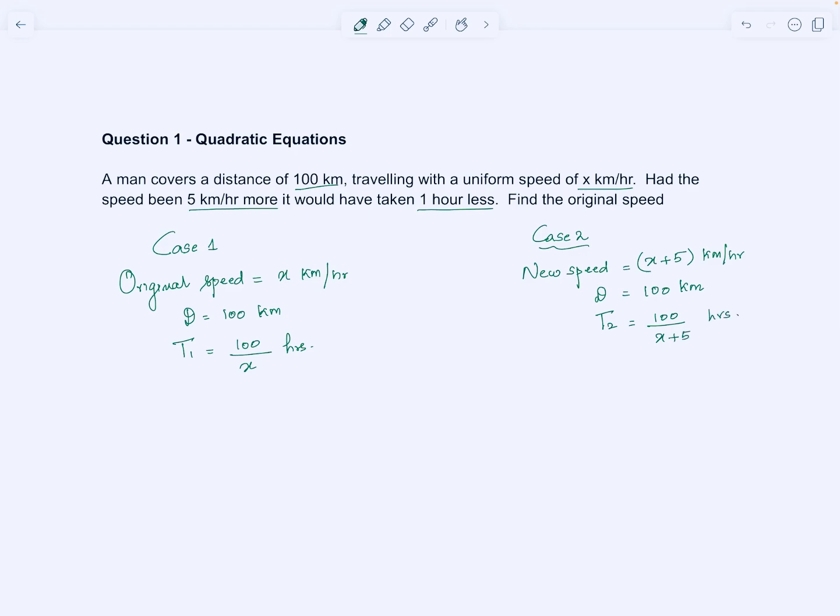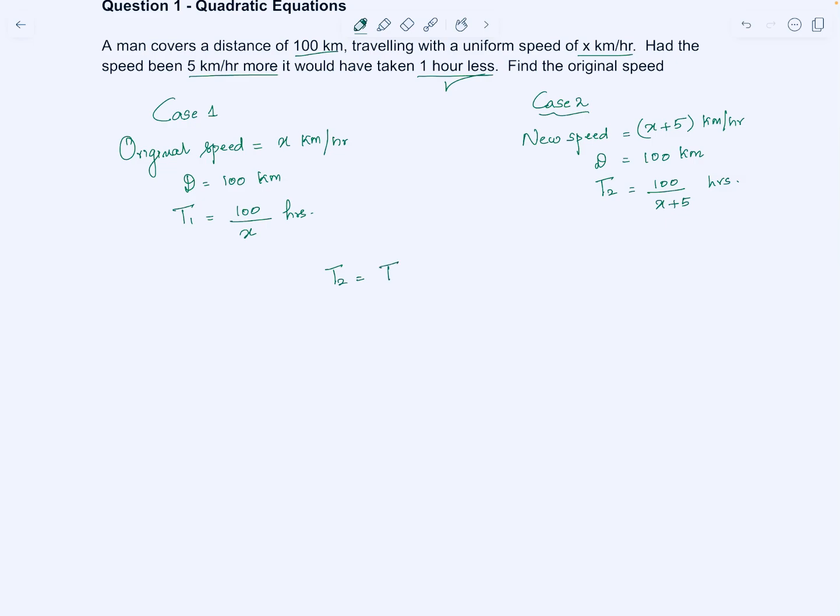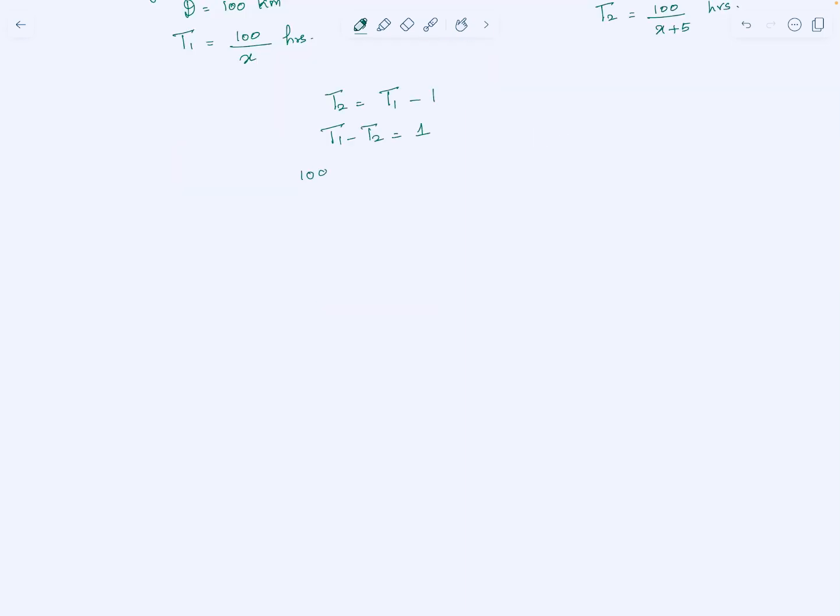There is a comparison given in the question on the basis of time. Had the speed been 5 km per hour more, it would have taken 1 hour less. So t2 is equal to t1 minus 1, which means with the new speed, the time taken is lesser than the time taken when it was x kilometer per hour. This can also be written as t1 minus t2 is equal to 1. t1 is 100 upon x minus t2 is 100 upon x plus 5, which is equal to 1.